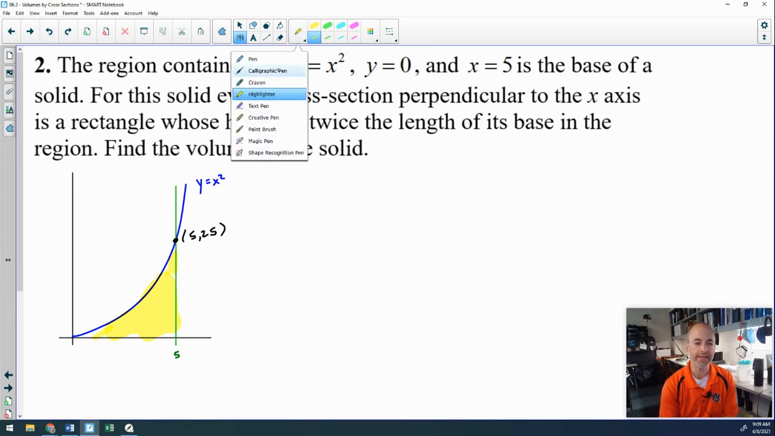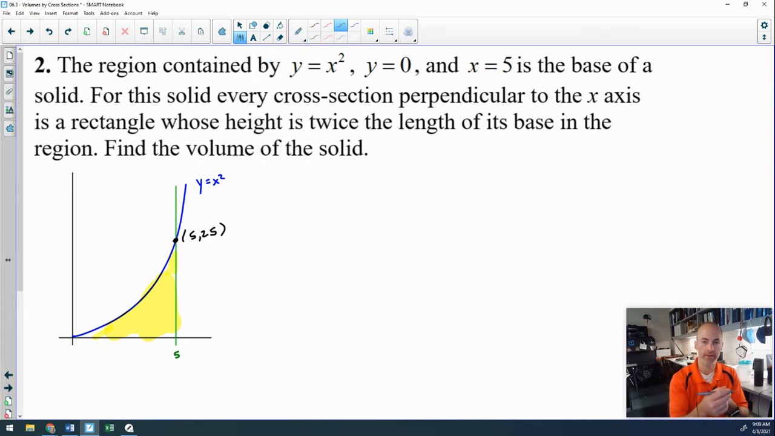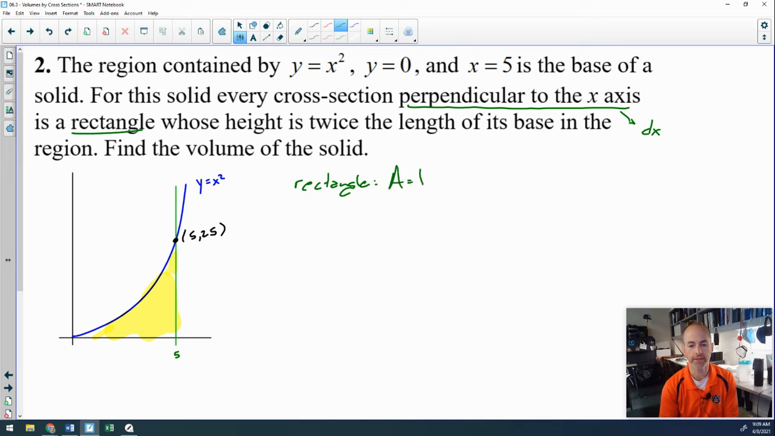And let's look for the key information. We want to know what variable, what shape, and what the area of that shape is. And so I'm looking at this for every cross section perpendicular to the x. That tells me immediately that this is a dx problem. I have to think in terms of x. We have a rectangle. So I'm going to go ahead and start thinking rectangle. And I know that the area of a rectangle is base times height.